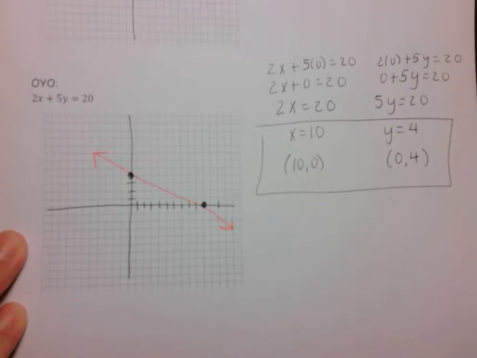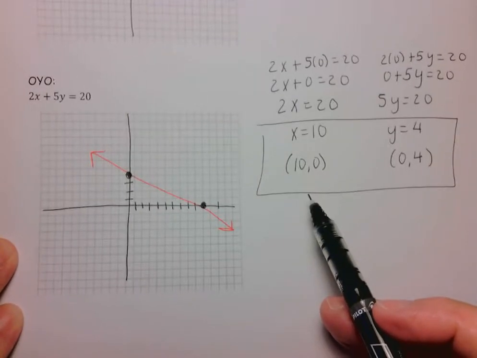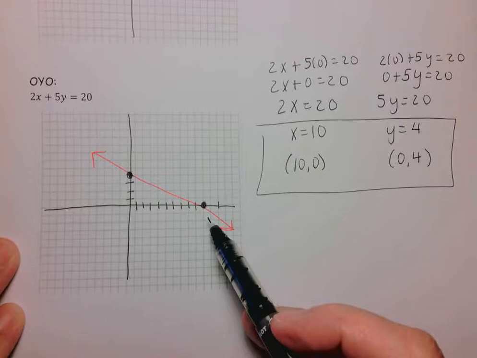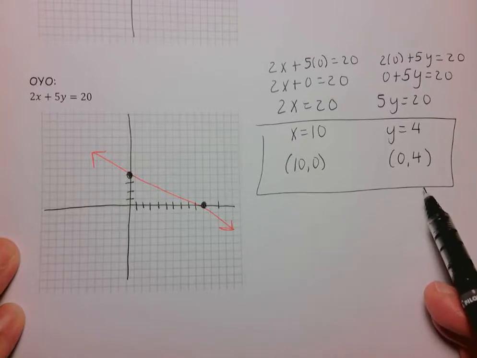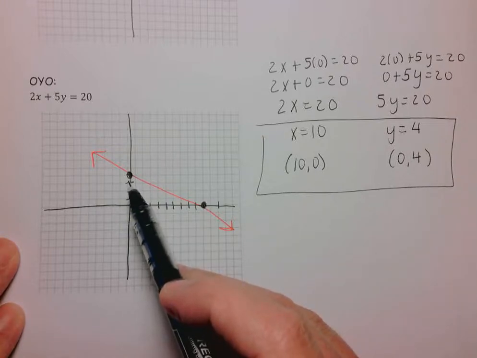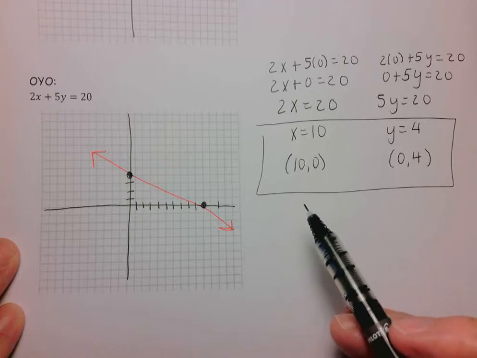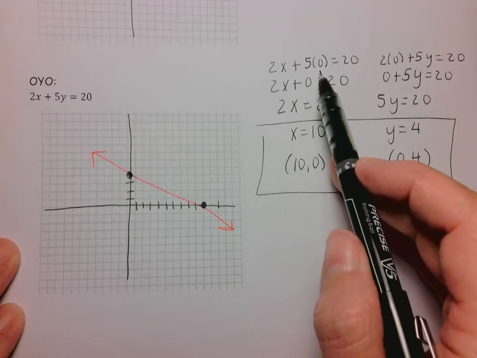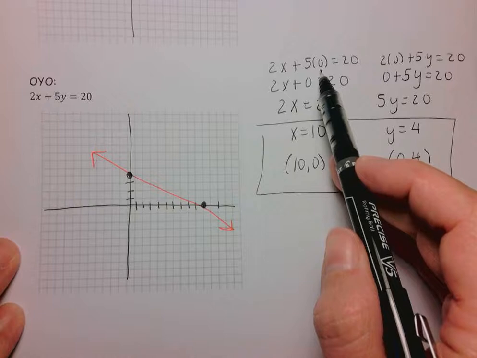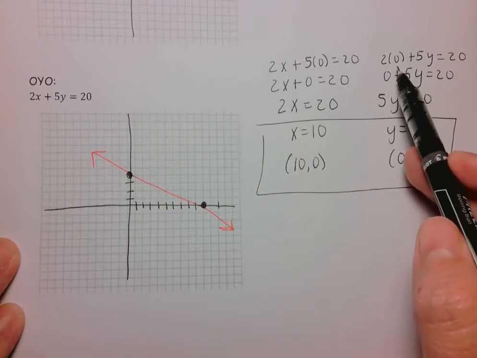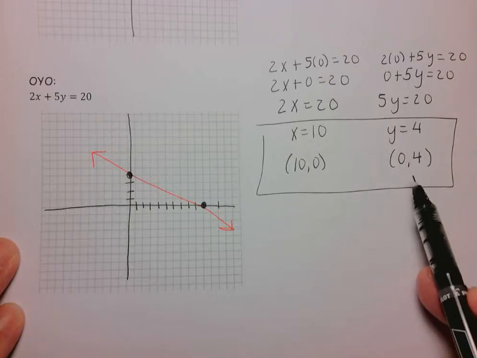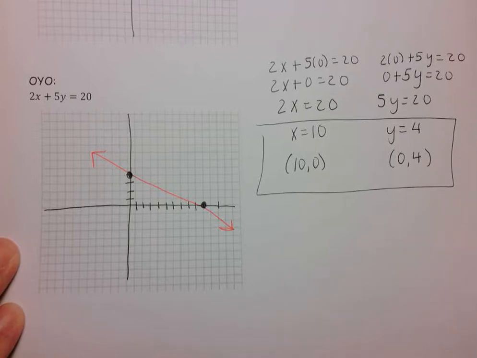Okay, so here's your answer. The x-intercept is going to be at 10. This line is going to cross the x-axis at 10. And the y-intercept is going to be at 4. This line is going to cross the y-axis at 4. And how did I get that? You can pause the video and look at my math. Because when y is 0, I plug 0 in for y. When y is 0, x is 10. And here, when x is 0, I plug 0 in for x. When x is 0, y is 4.